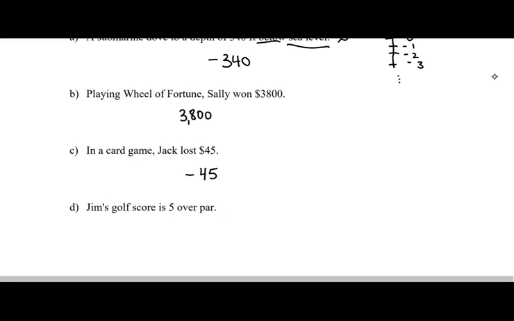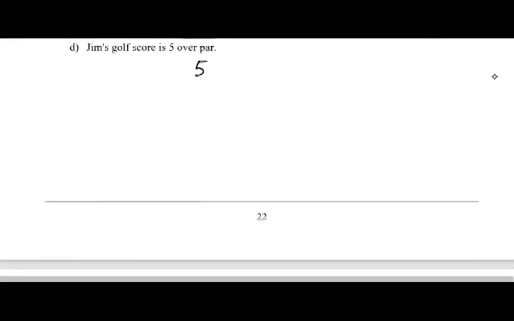And then Jim's golf score is 5 over par. So in golf, when you play a course of 18 holes, the typical score would be 72. So that is kind of like your baseline. So if you are scoring 72, you are on par. That means you're at a 0. So when you score a 5 over par, that would be +5, and we don't really need to do anything special here. It's a +5, positive number. Okay.